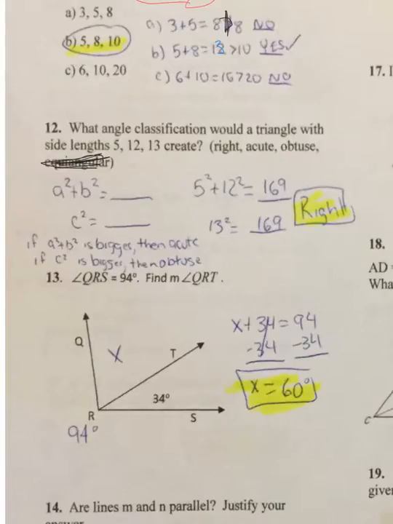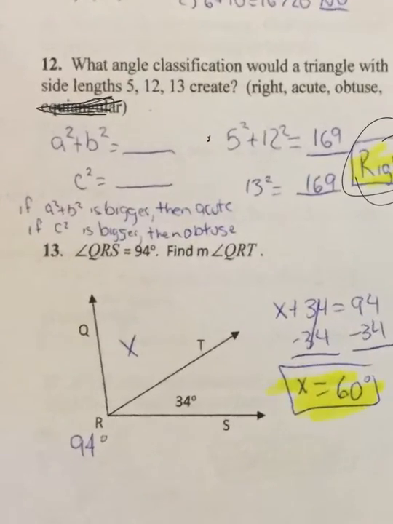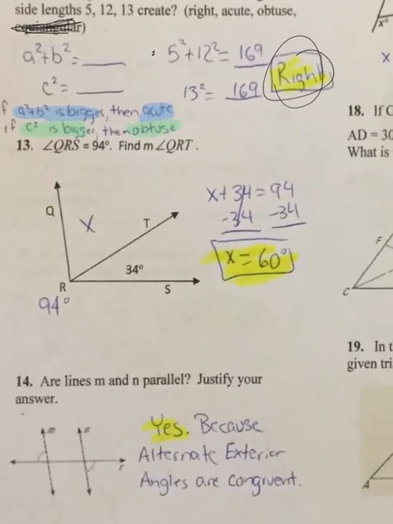So you take a squared plus b squared, which you see right there. You have 25 and 144, which is 169. You do c squared, which is 13 squared, also 169. When they're equal, that is a right triangle, because that is literally the Pythagorean theorem. You see here on the bottom, for those of you trying to remember, if a squared plus b squared is bigger, that's acute. If c squared is bigger, it's obtuse. All right, so just to remember those rules.